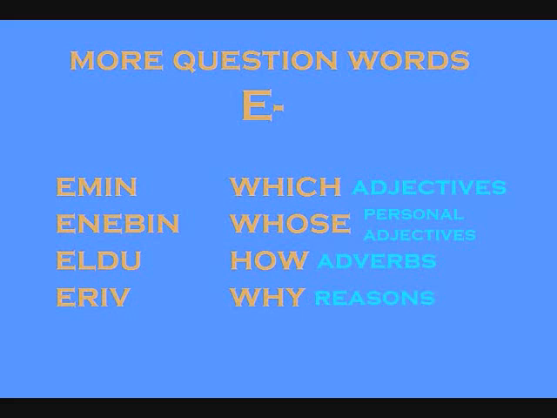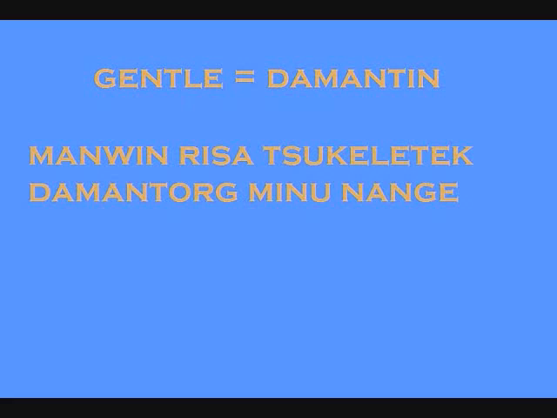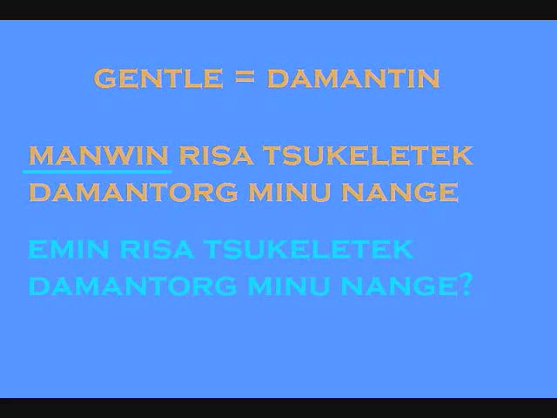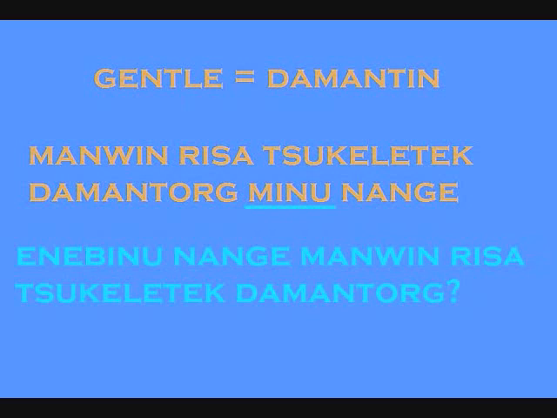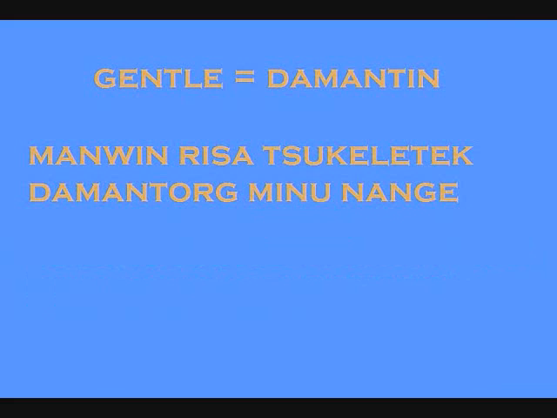For an example of each, let's define gentle as Damantin, and take the sentence, Manwin risa tsukeletek damantorg minunange. A tall man gently held your baby. Now we can ask, Emin risa tsukeletek damantorg minunange. Which man gently held your baby? Enebin nunange manwin risa tsukeletek damantorg. Whose baby did a tall man gently hold?